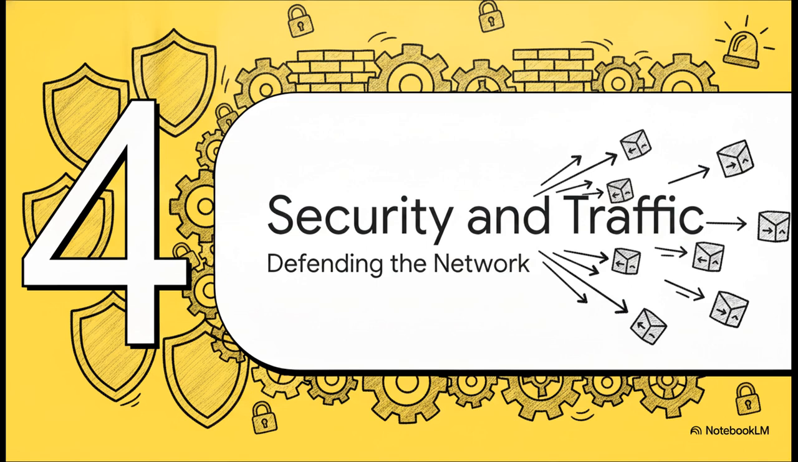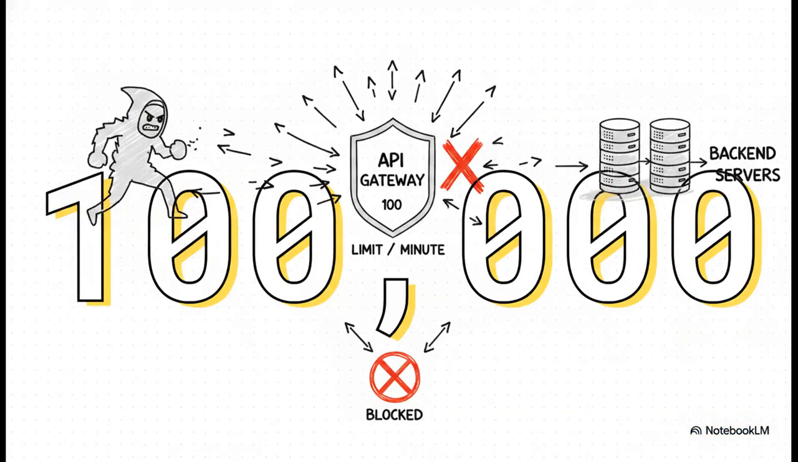Section 4. Security and traffic control. Now imagine this scenario. A malicious attacker suddenly fires 100,000 API requests at your application in a single minute, desperately trying to overload your backend servers. Now, if those servers were exposed publicly, they'd almost certainly crash.